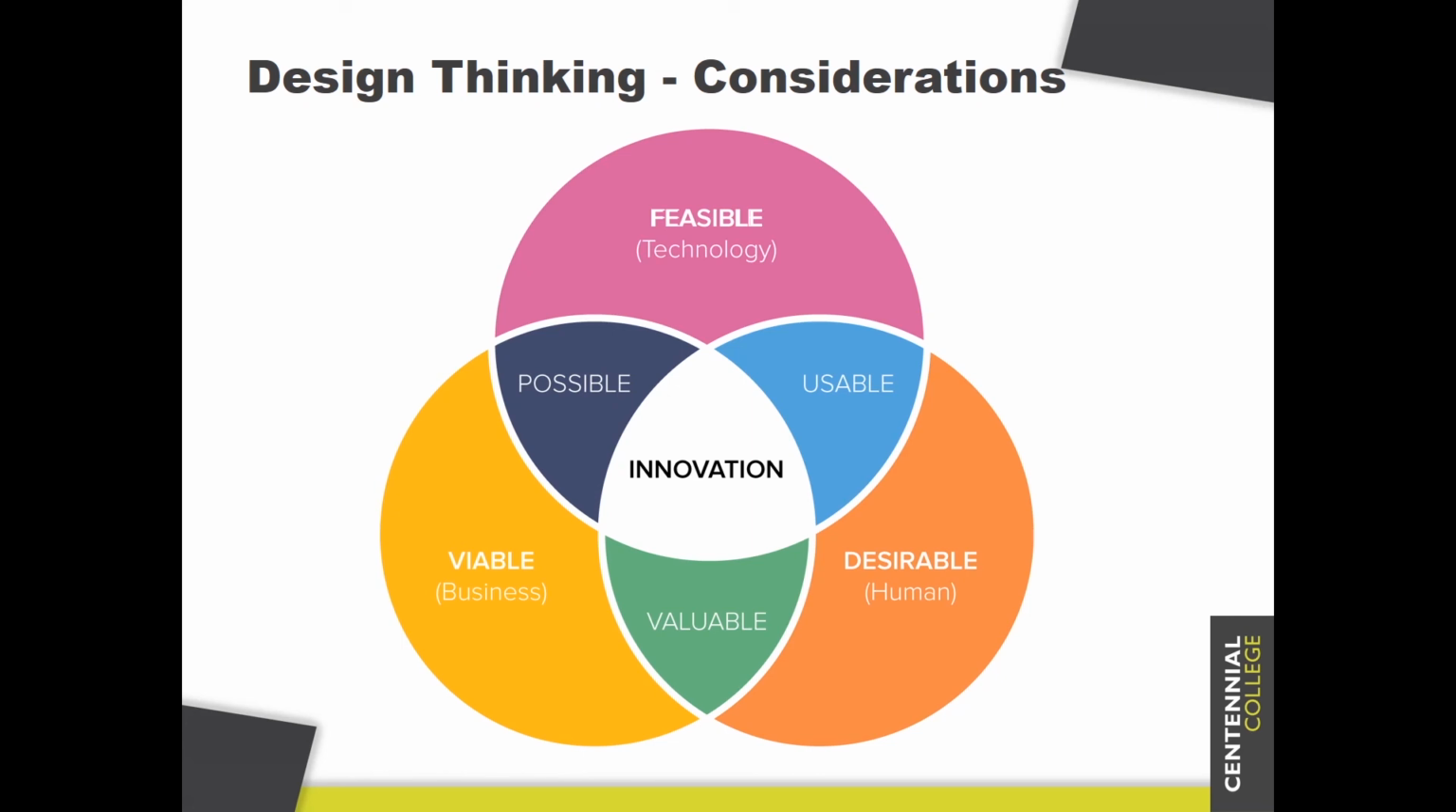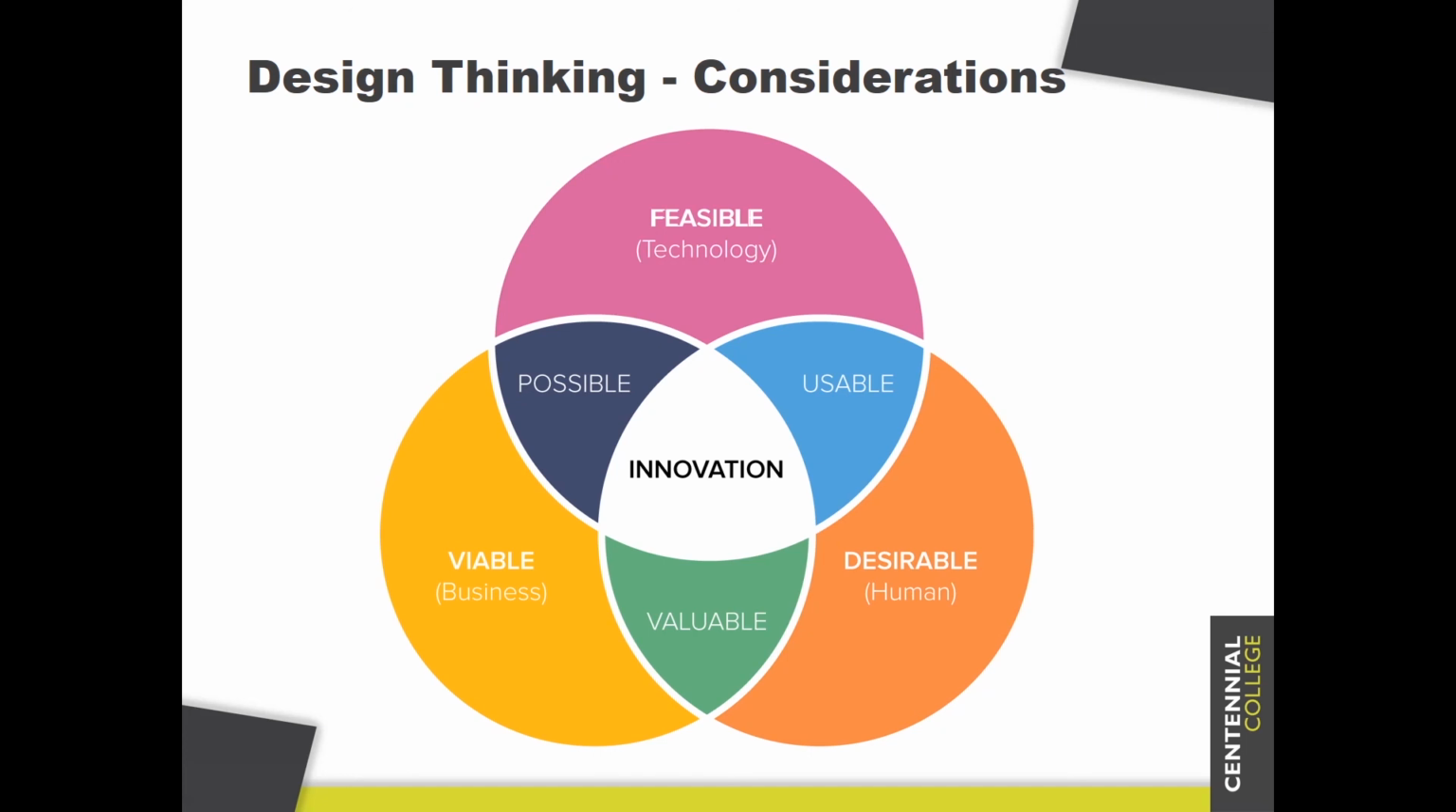So, if it's feasible and viable, then it's absolutely possible to do. But maybe it's not necessarily desirable. So, even if it's feasible and business will support it, if people don't want it, it's probably not going to be used. If it's feasible and it's desirable, well, then it's something that can definitely be usable, right? You can build something that someone is going to use. But if it's not going to fly as far as business is concerned, then again, it's not something that's either possible or valuable, right? They're not going to support it.